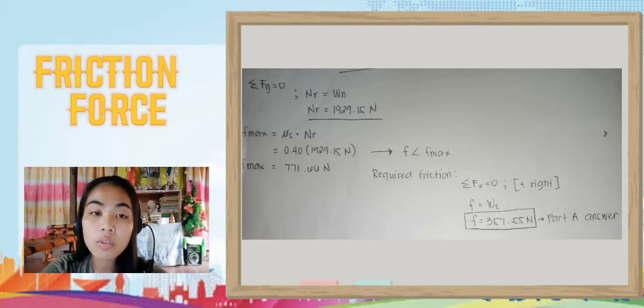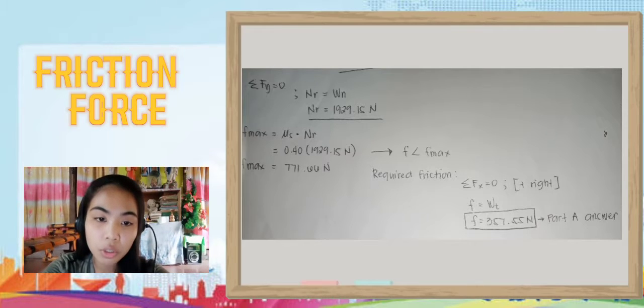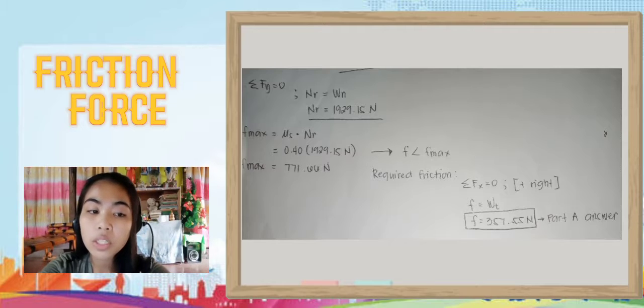Then, we can now, kasi may values na tayo ang coefficient of friction in static case at yung normal reaction, pwede na natin kunin ang maximum force. So, ang μs natin, which is given, 0.40 for static case, times the normal force, which is 1,929.15 Newton. So, ang maximum force is equal to 771.66 Newton. Which is, ang force natin is less than sa maximum force.